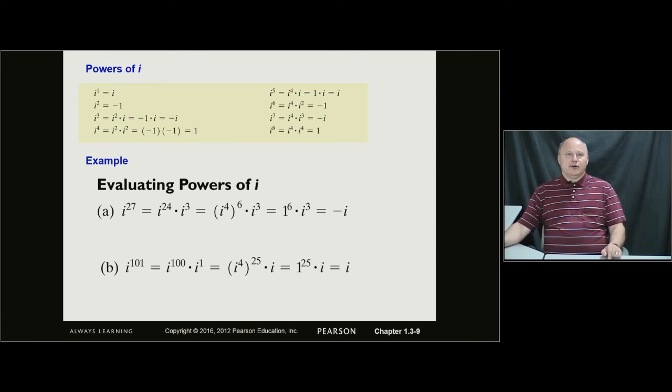Let's get another one. Ooh, I to the 101st power. Looks very daunting, doesn't it? Well, prior to 101, 100 is a multiple of 4. So I to the 101st is I to the 100th times I to the 1st. And of course, I to the 100th is a multiple of 4, so we'll have the same answer as 1. So it'll be 1 times I, which is I. All right? So those are evaluating powers of I.